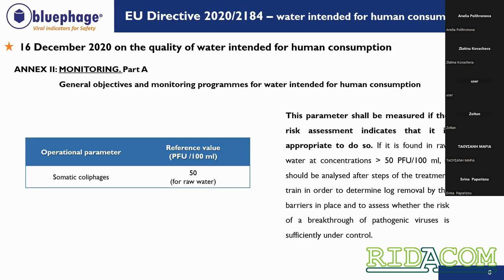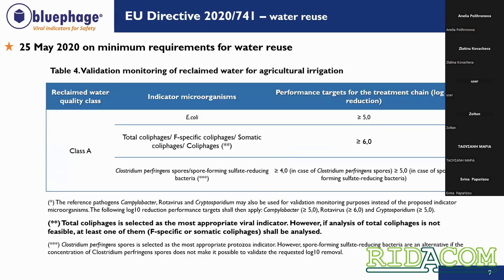And the other directive approved is the one for water reuse. In that case, the European directive proposed to analyze the total coliphages, F-specific or somatic coliphages. So total coliphages are the sum of the F-specifics plus the somatic coliphages. But usually the somatic coliphages are the most abundant ones. So having the concentration of somatic coliphages, you may know mainly the total, because the F-specific are in a much lower concentration compared with the somatics.